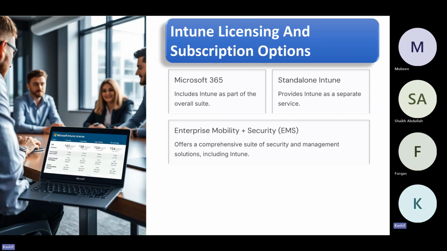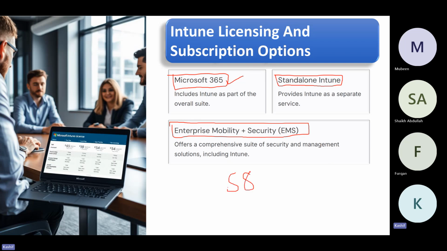Now, Intune is not a free product. It's a paid application which you need to pay to Microsoft. So there are three types of licenses. Microsoft 365, generally we take this one. Intune is already included in this one. Standalone Intune, if you would like to take standalone, you can take this one. Nobody is taking standalone. Generally, we take Microsoft 365, and Enterprise Mobility plus Security. These are the three types of licenses available. It's going to cost you $8 per user per month.